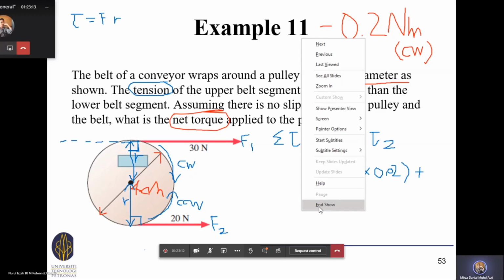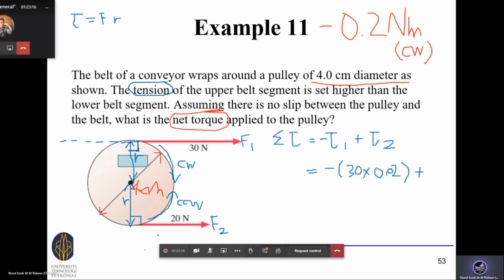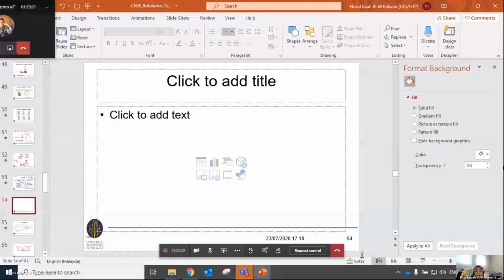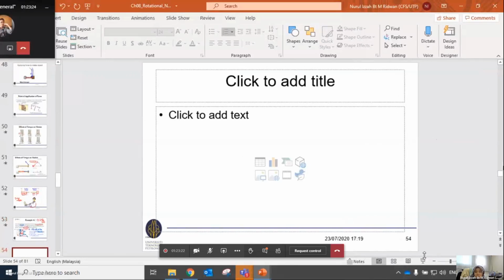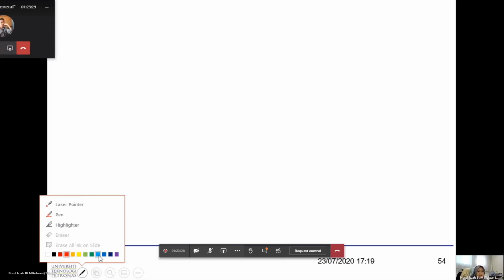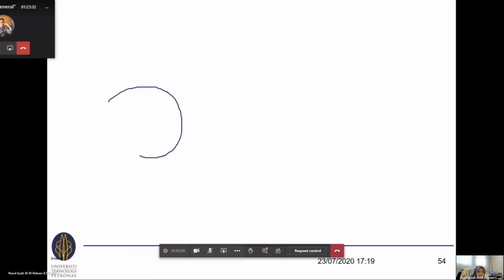Okay, thank you. Let me try again with another explanation, another slide. Okay, when you want to define the direction of force 1 and force 2, if you refer to force 1, you have to think that force 2 is not there. Imagine that it is not there at that moment.